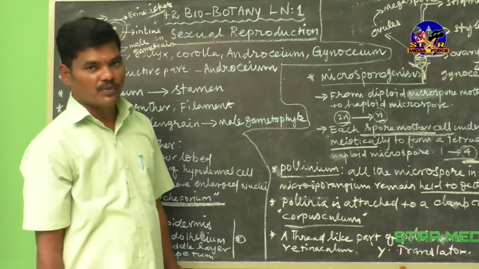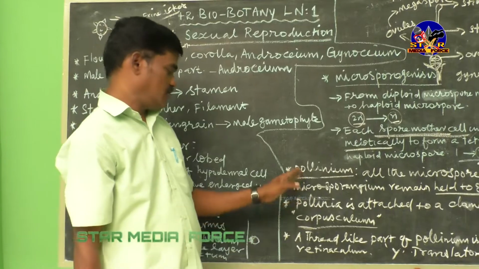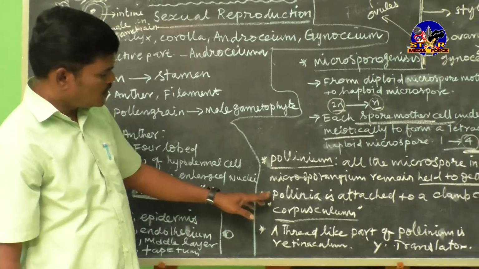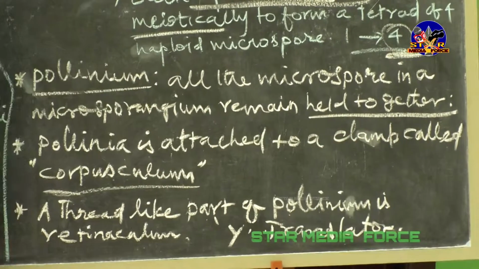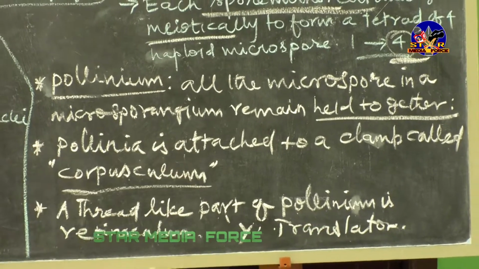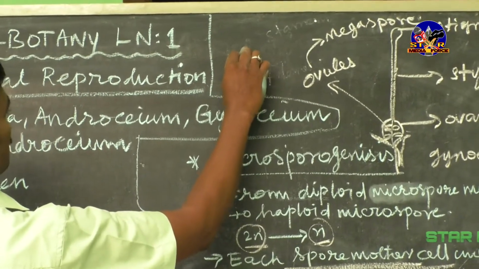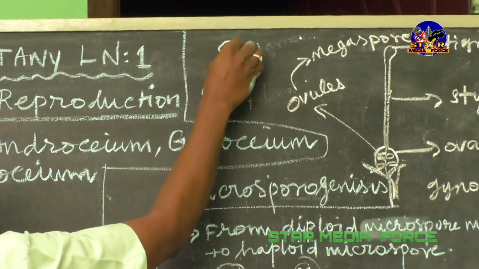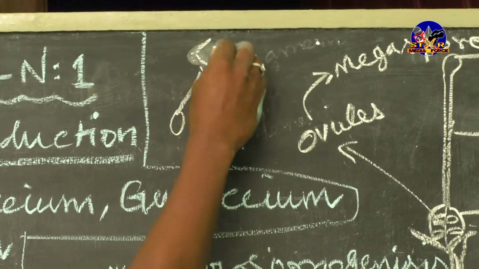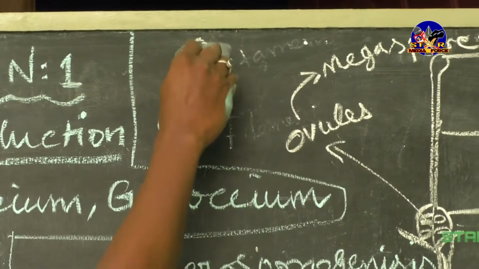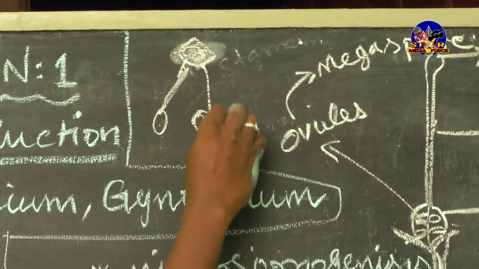What is meant by pollinium? All the microspores joined together. That is called pollinium. Keep it in your mind. And each pollinium is attached to a clamp called corpusculum. This is one spore. These spores are going to be attached together. This is one clamp-like structure. This is pollinium, or spore.